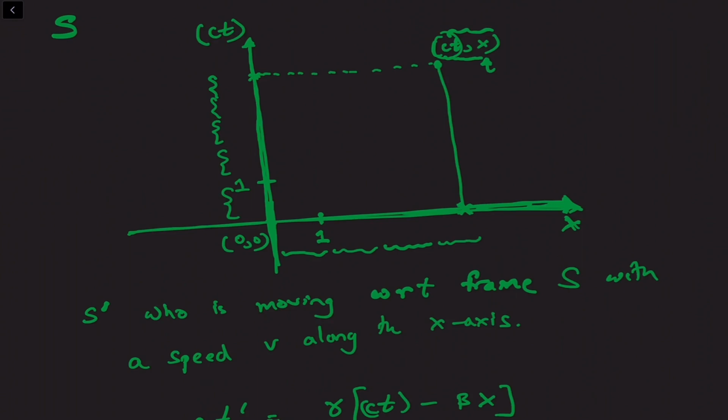Okay, so let's begin by first finding out the axes x prime and t prime for the observer S prime. So let me just erase what we have in this diagram here.